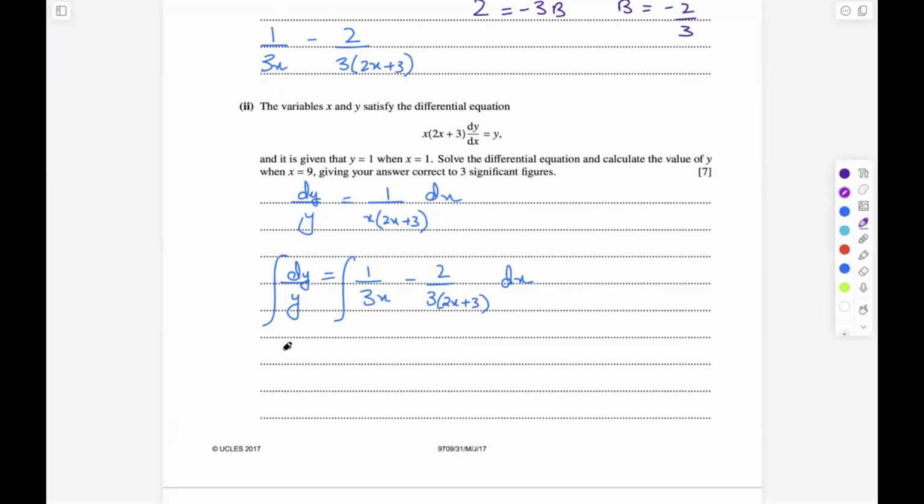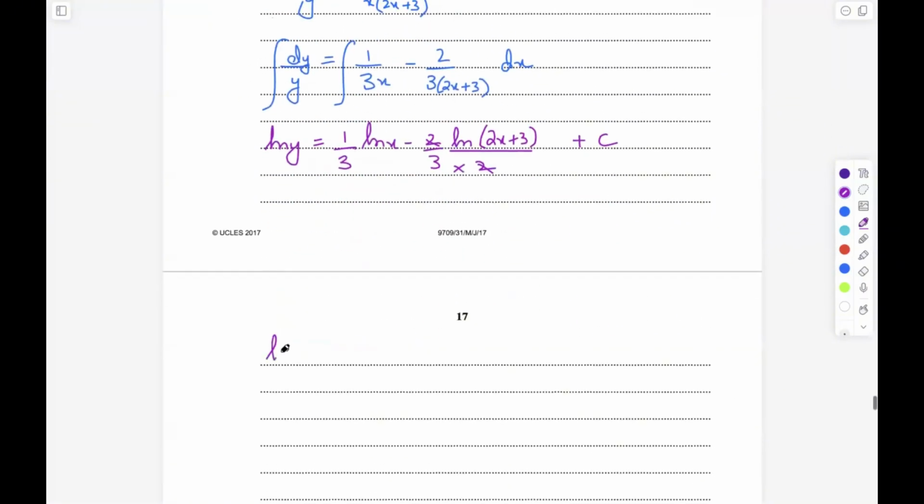Integrating 1 upon y, that will become ln of y. Integrating 1 upon 3x, we can leave 1 upon 3, and integrating 1 upon x becomes ln of x. Leaving 2 upon 3 as the coefficient, integrating 1 upon 2x plus 3, we get ln of 2x plus 3, and then you also divide by the derivative of 2x plus 3, which is 2. And we add a constant. So 2 and 2 will cancel out, and we'll have ln of y is equal to 1 upon 3 ln x minus 1 upon 3 ln of 2x plus 3 plus c.